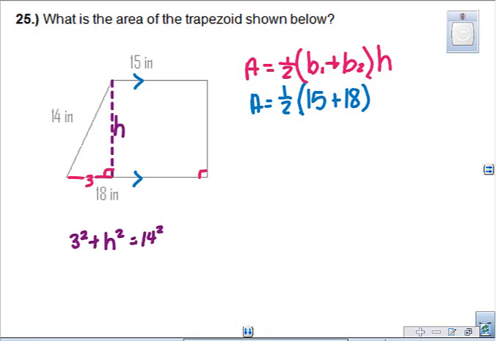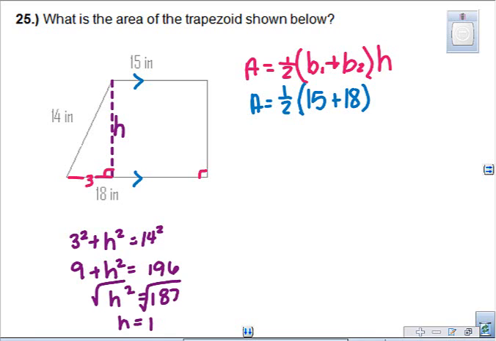So when you work this out, remember to subtract the 9 over first. Okay, so then you have 14 squared, and you subtract 9 and get 187. Take the square root, and you get approximately 13.67. And that's what plugs in for H.